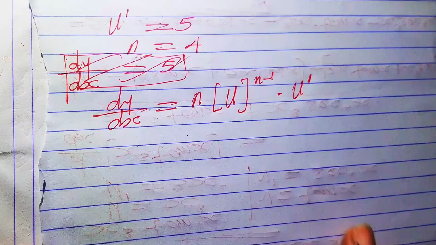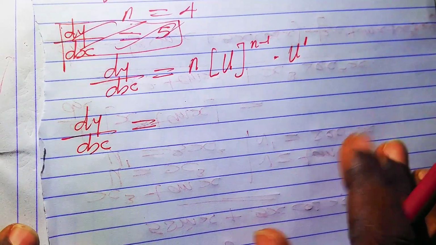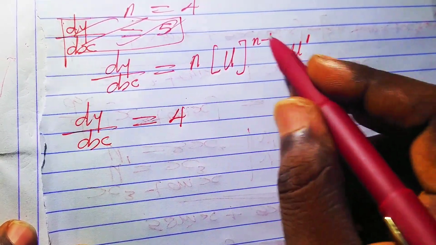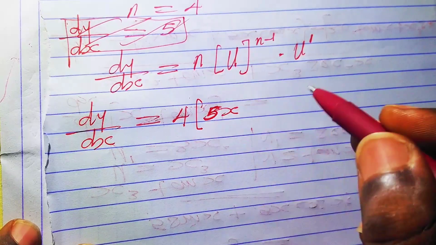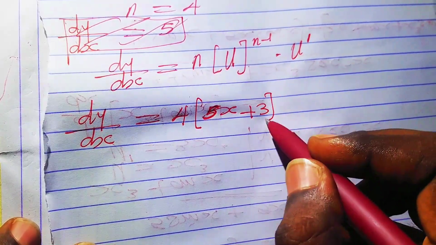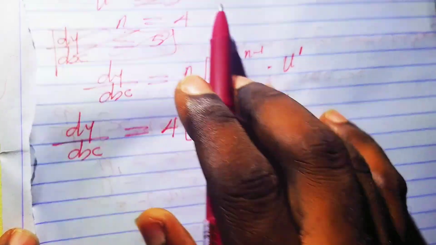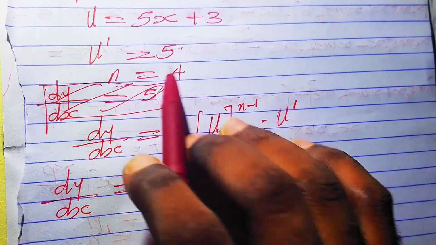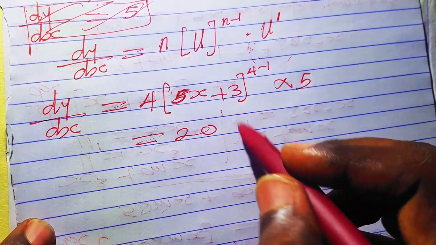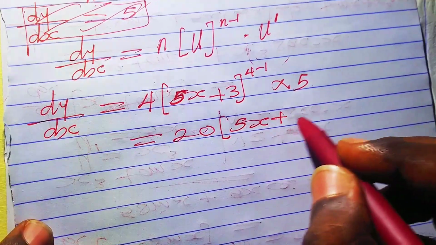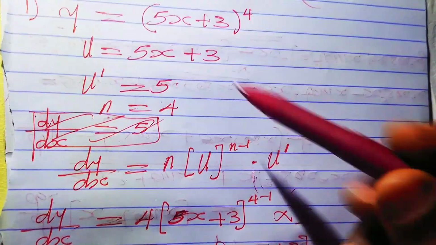So let's make use of that to solve that question. Our dy/dx is equivalent to 4, which is the power, in a bracket 5x + 3 raised to the power of 4 minus 1, multiplied by the differential value of 5x + 3, which is 5. So in this case, we have 4 times 5, that is 20, and a bracket 5x + 3 raised to the power of 3. So this becomes the answer to this question.